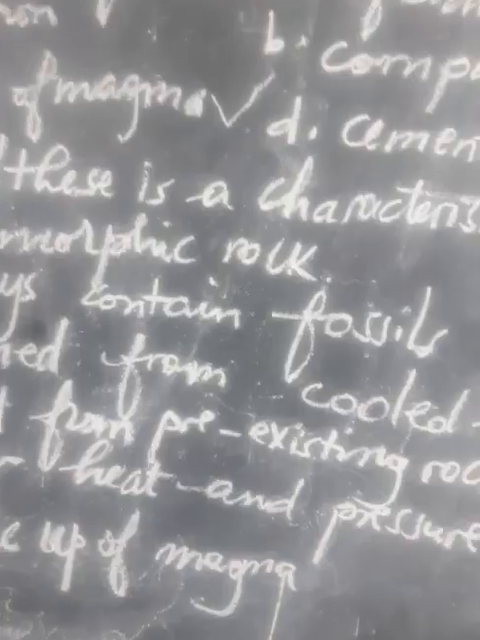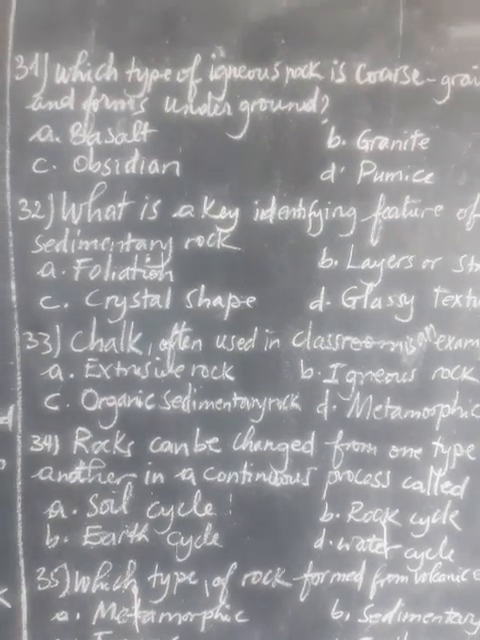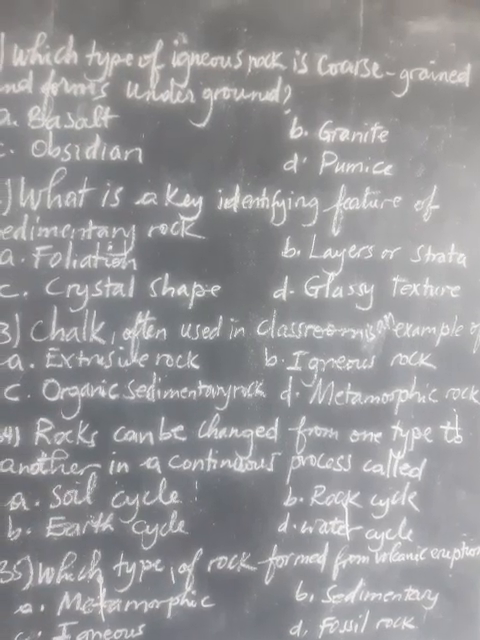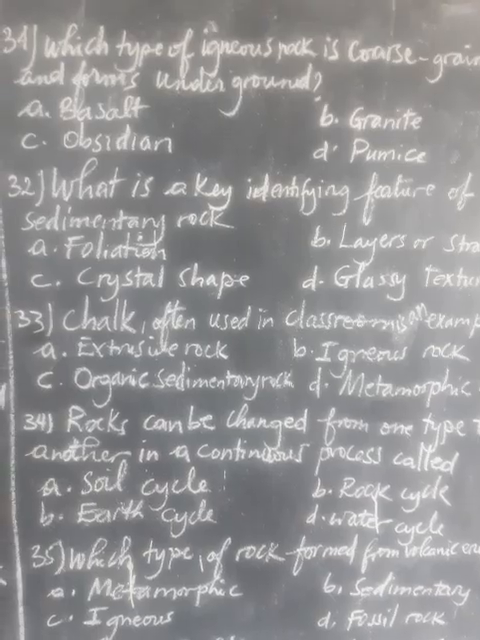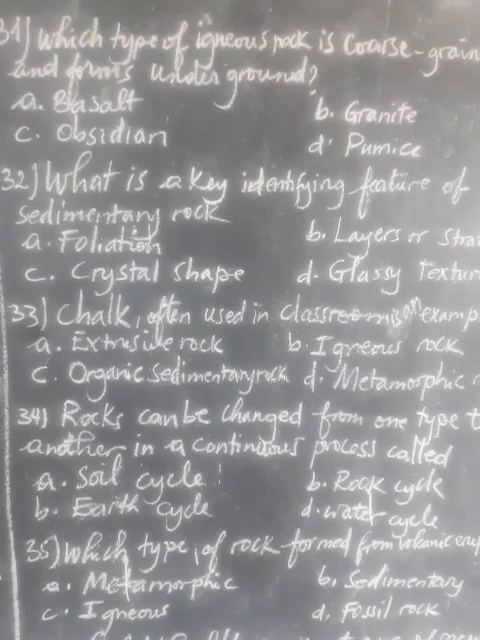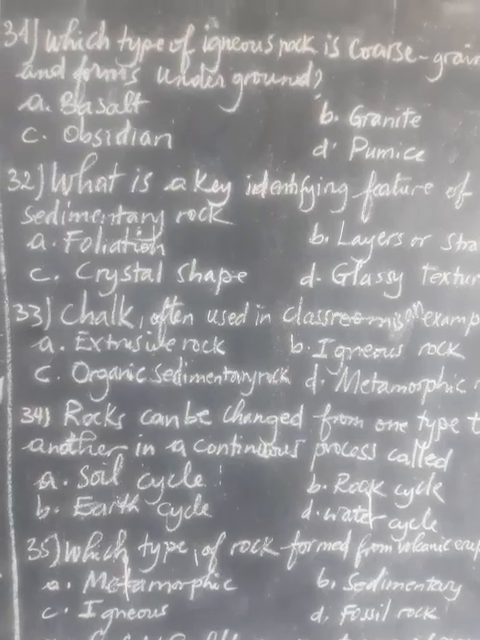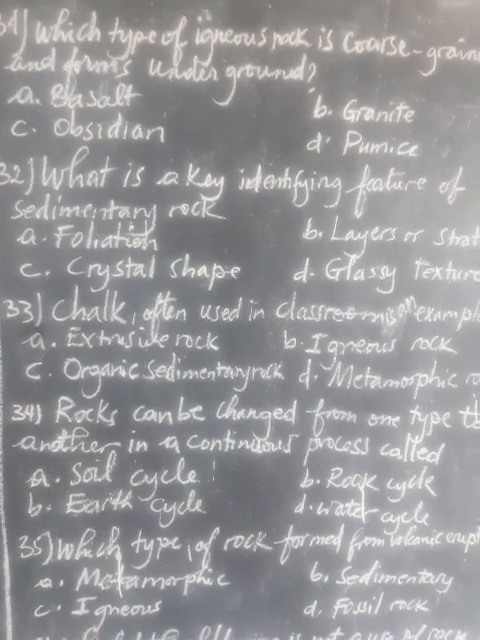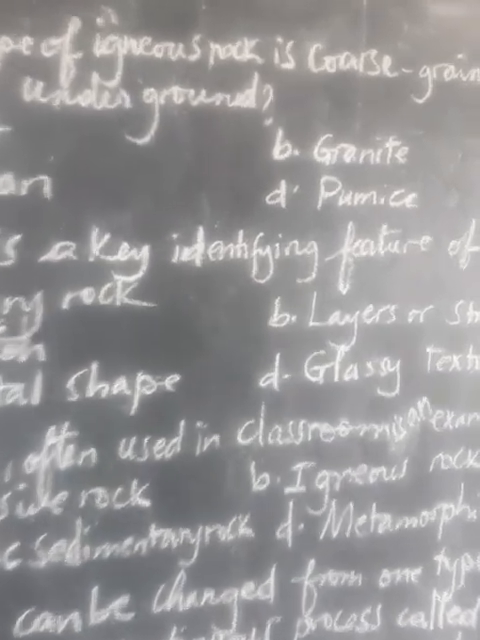Let's go to question 31. Which type of igneous rock is quartz-rich, coarse-grained, and forms underground? A, basalt. B, granite. C, obsidian. D, pumice. So the correct answer is B, which is granite.